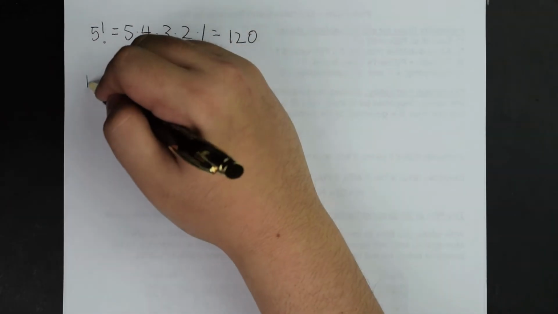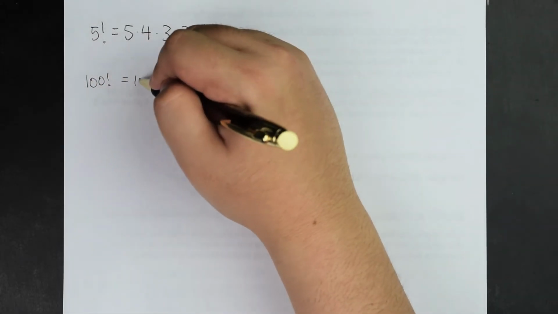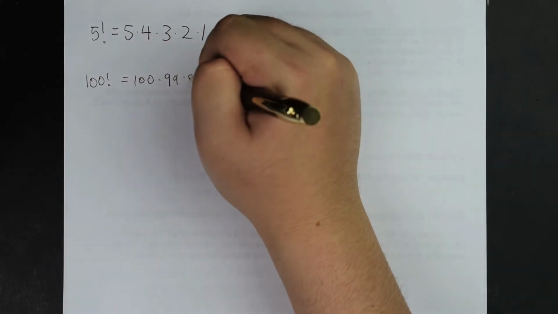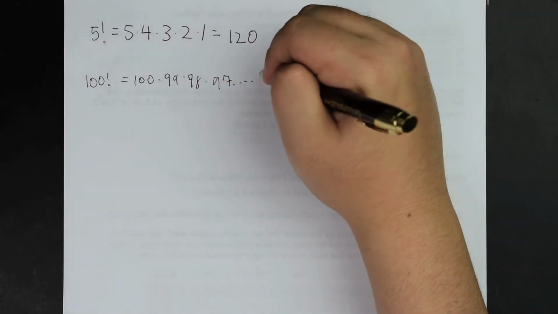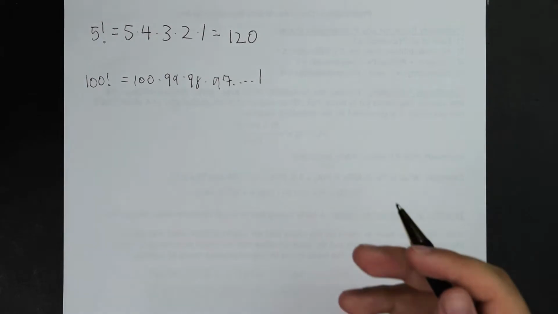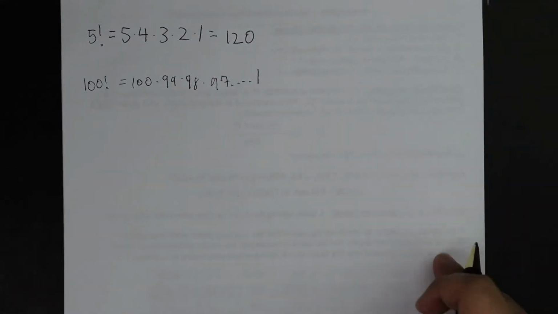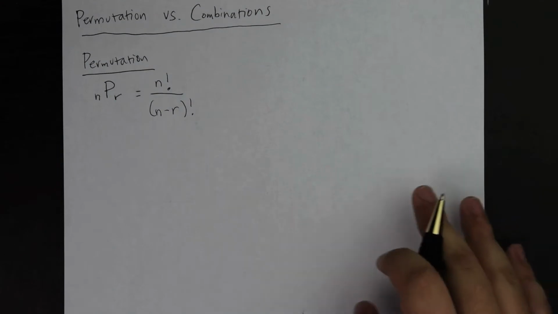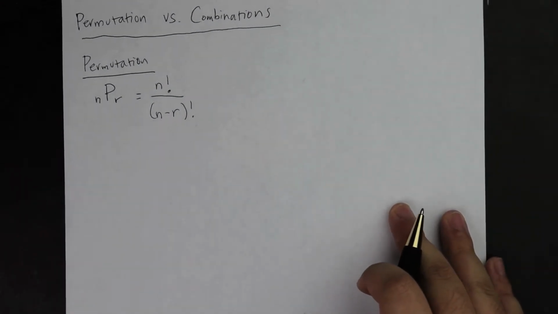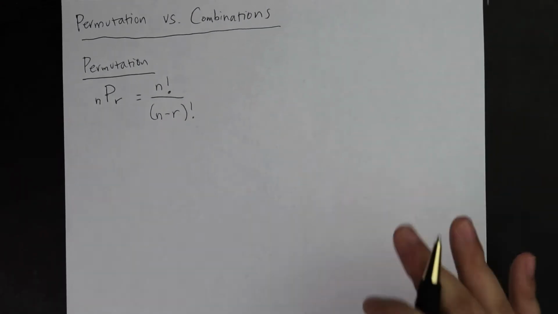If I gave you 100 factorial, for example, it'll be 100 times 99 times 98 times 97, and we keep going, multiplying until 1, and we get whatever value that will be. That's the purpose of factorials. But that's not the focus for today. Today is just understanding permutations versus combinations, but it does help to know what factorials are.